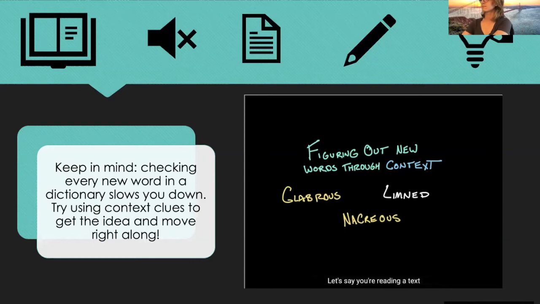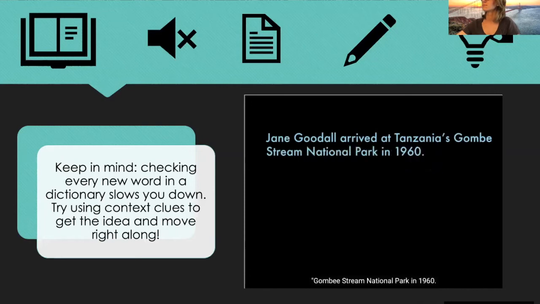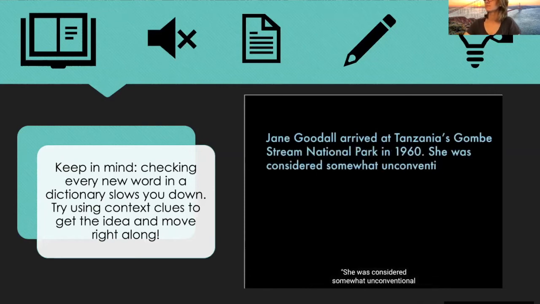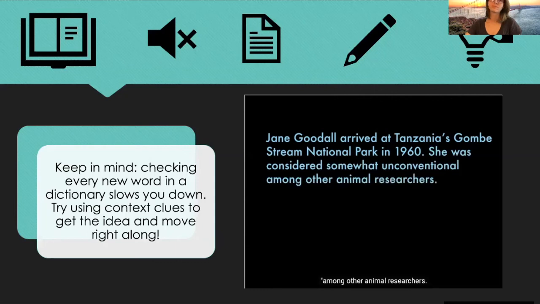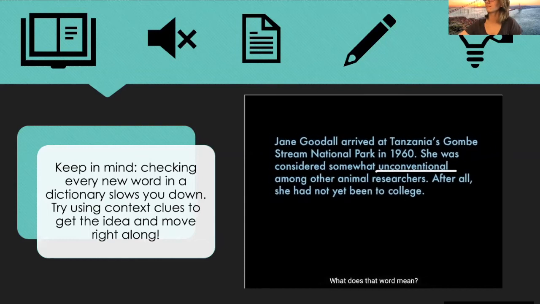Let's say you're reading a text and you come across a sentence that has a word in it you don't recognize. Here's a bit from a passage about the famous chimpanzee researcher Jane Goodall. Jane Goodall arrived at Tanzania's Gombe Stream National Park in 1960. She was considered somewhat unconventional among other animal researchers. After all, she had not yet been to college. So let's pause on unconventional. What does that word mean?